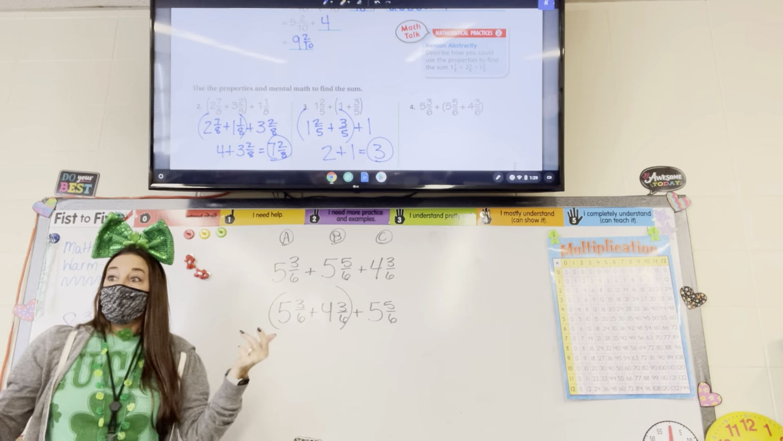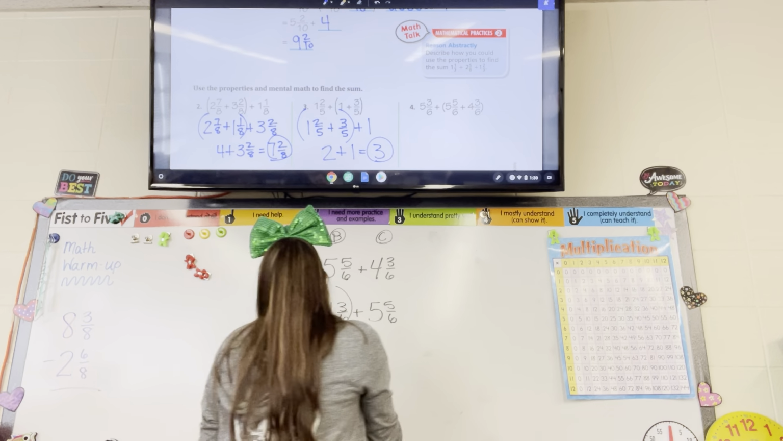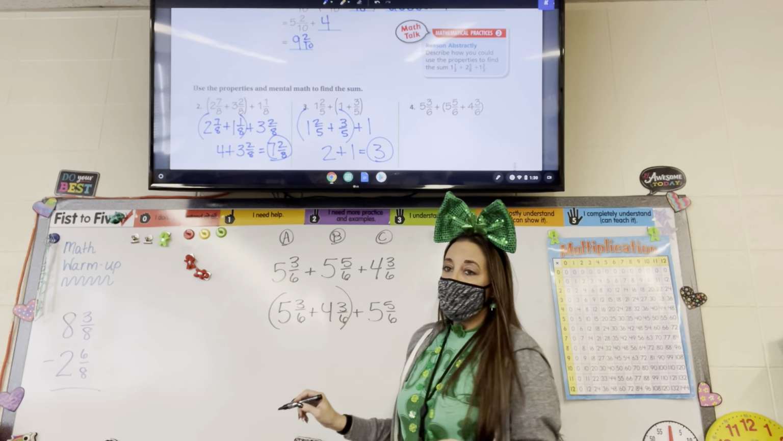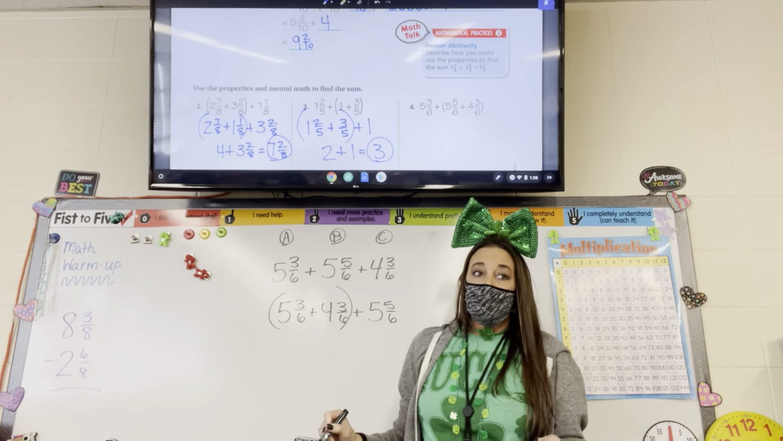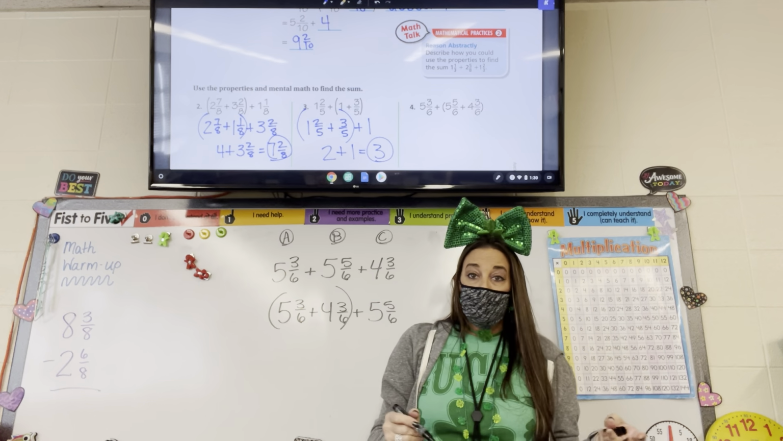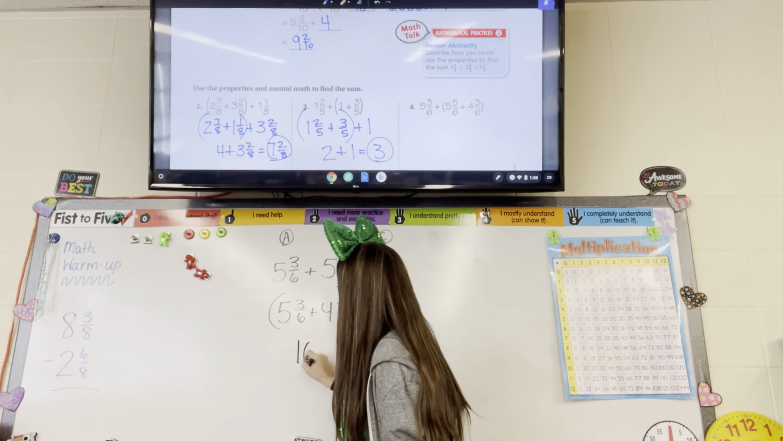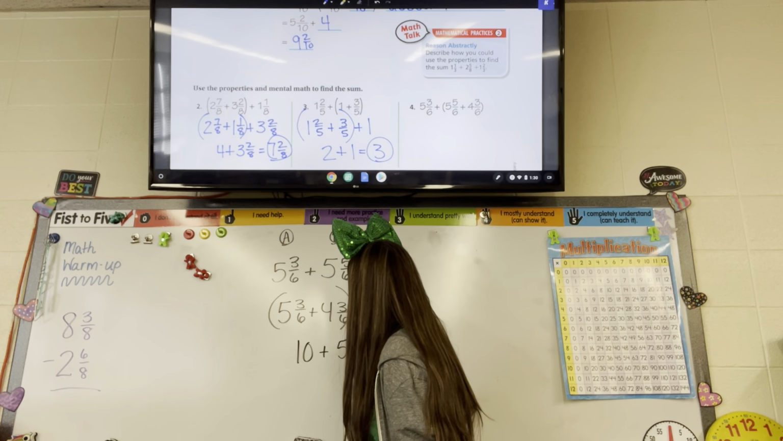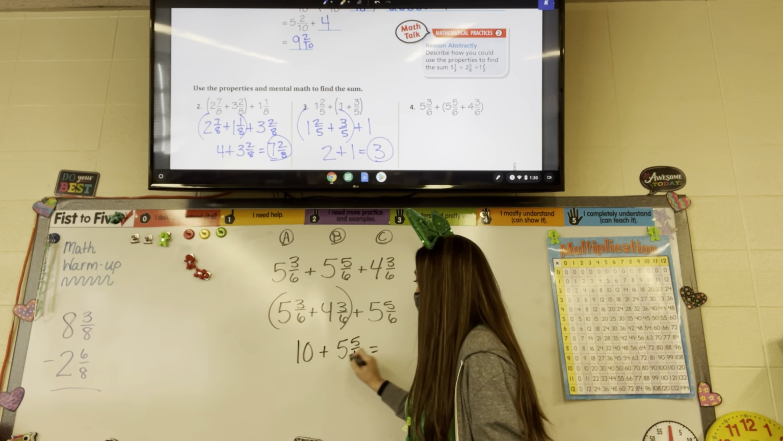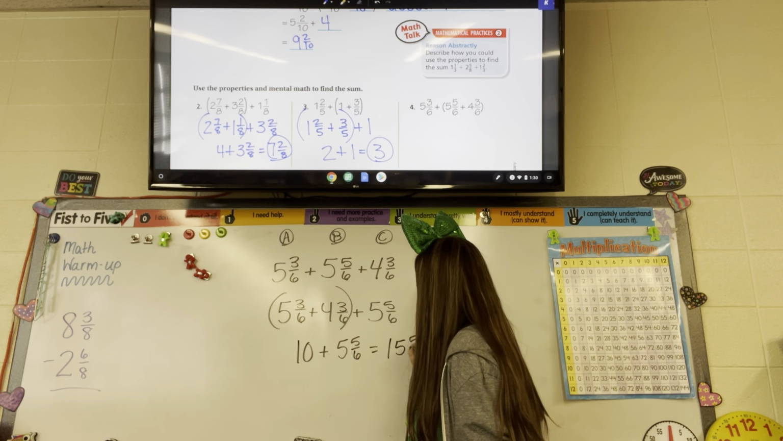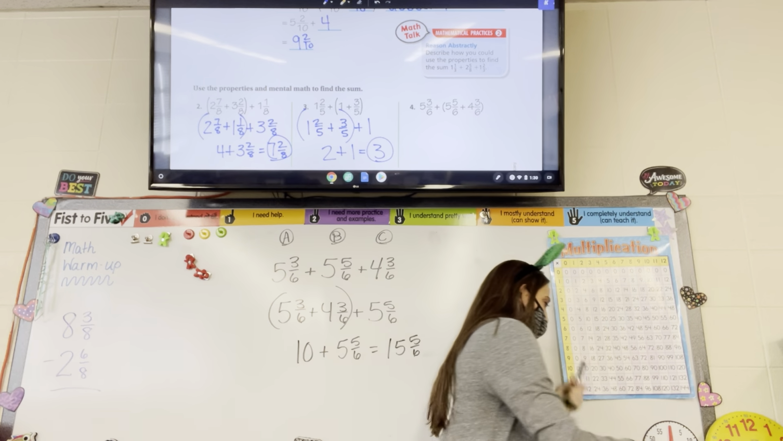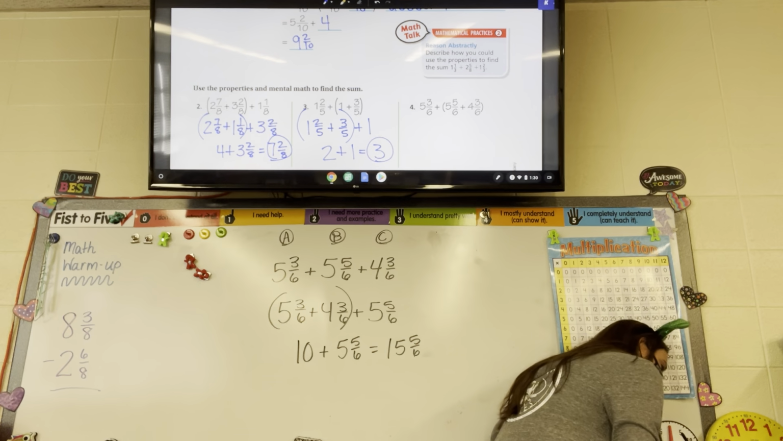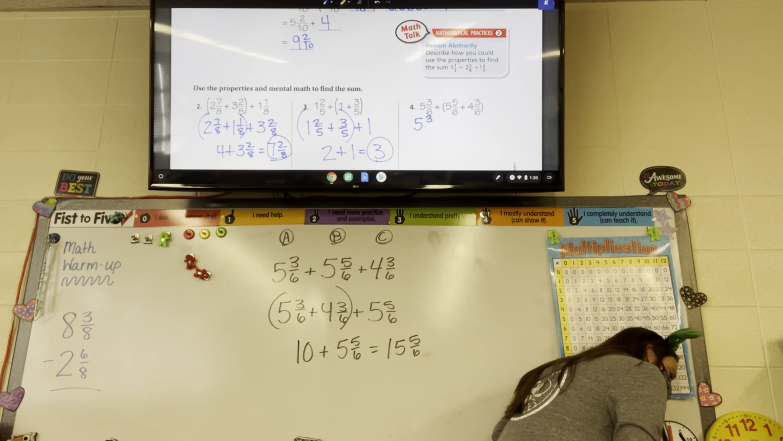3/6 plus 3/6 is 6/6, or one whole. And 5 and 4 is 9 wholes. So 9 wholes plus one more whole from the fraction equals 10, plus 5/6. 10 plus 5 is 15 and 5/6. So we did 5 and 3/6 plus 4 and 3/6. Then we added on 5 and 5/6.